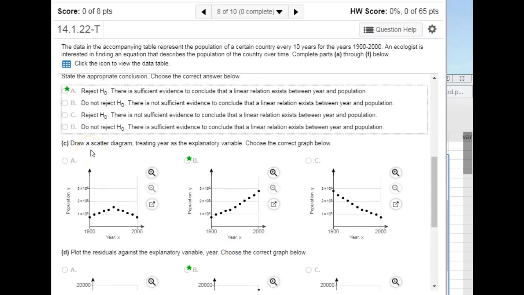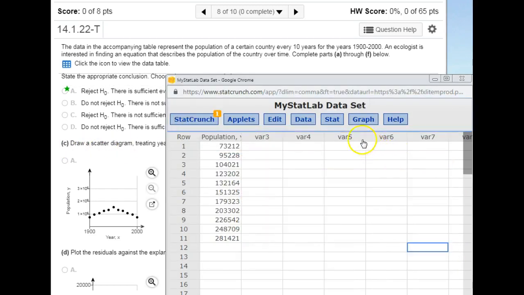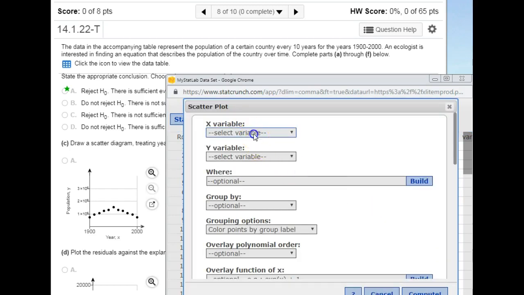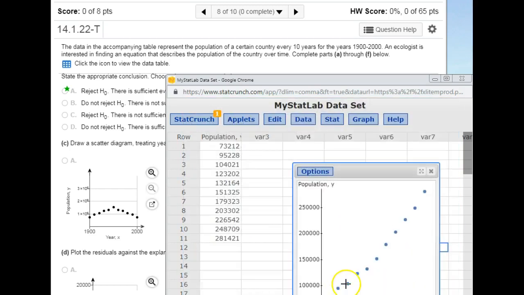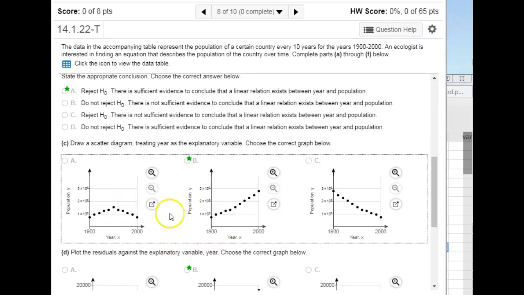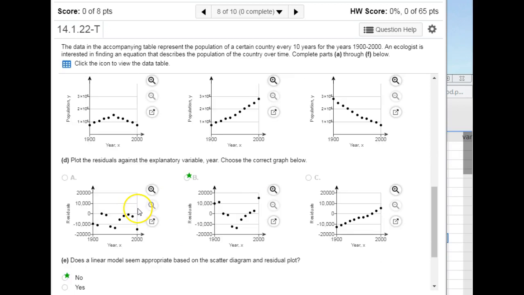So going forward, we're going to see what a scatter diagram would look like of our data. So coming back in here, you would go to graph, scatter plot, and our years are X, our populations are Y. Hit compute, and you have that nice-looking linear upward trend here. And so match that to the correct graph.